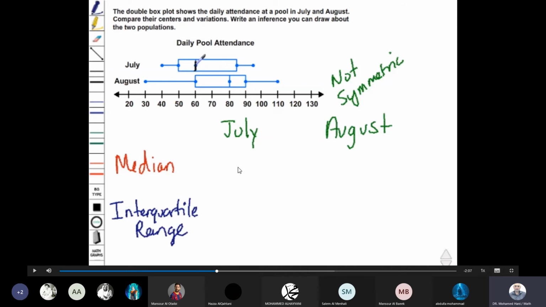طيب راح أذكر أنا بالنسبة للبوكس بلوت. أول نقطة هون هي اسمها أقل قيمة. اسمها lower value. وآخر نقطة اسمها أعلى قيمة. اسمها نسميها upper value. طيب داخل البوكس بلوت داخل الصندوق أول نقطة هون اسمها الفيرست كورتل. وآخر نقطة شو اسمها الثيرد كورتل.